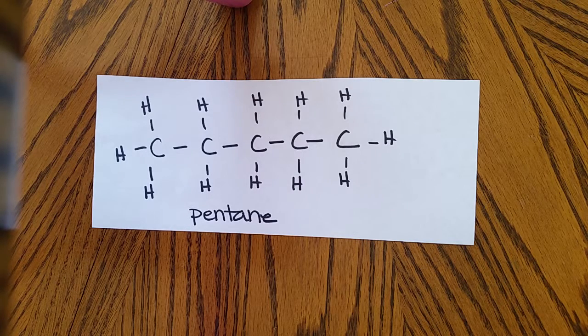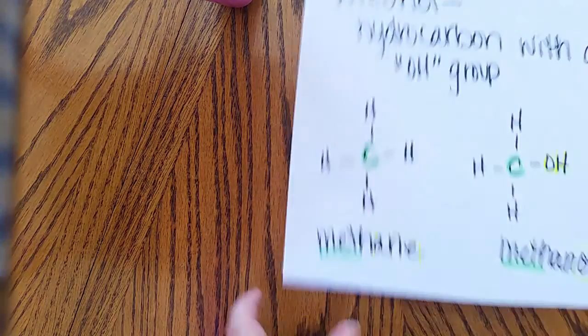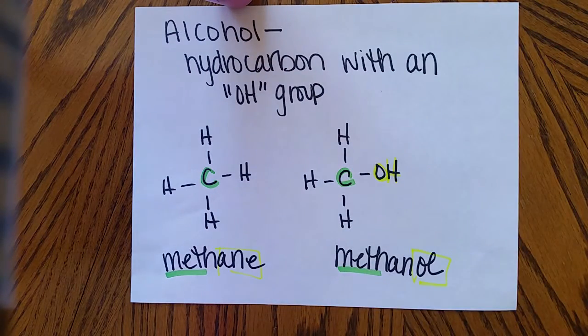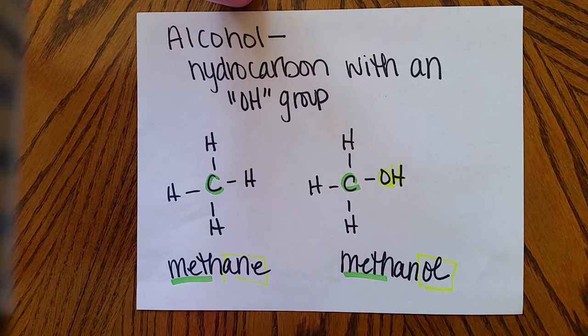The last thing that you need to know is what an alcohol is. So I kind of lied. I just said that we weren't going to have any substituents hanging off of our hydrocarbons. There's one, and it's very simple. An alcohol is a hydrocarbon with an OH or a hydroxide group. That's all. We're not getting into any of the other groups.